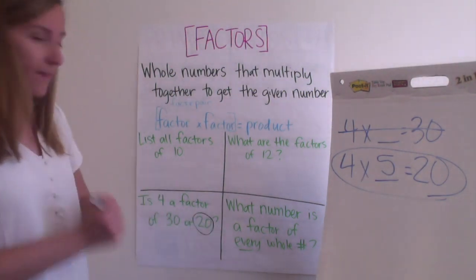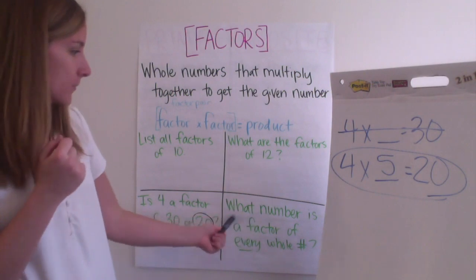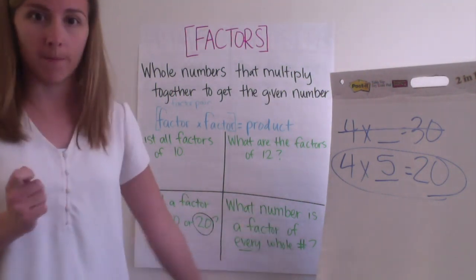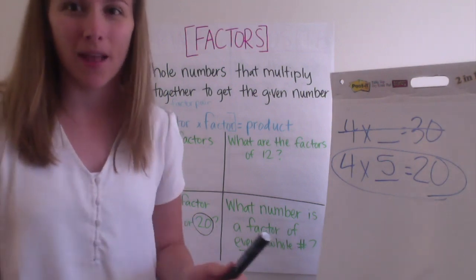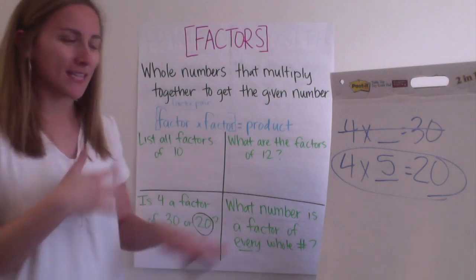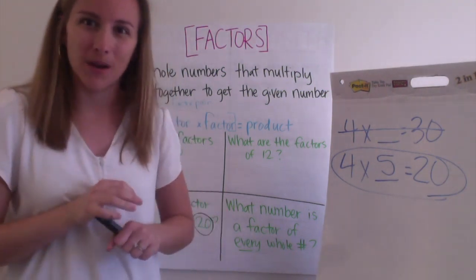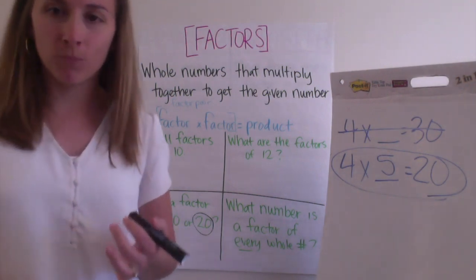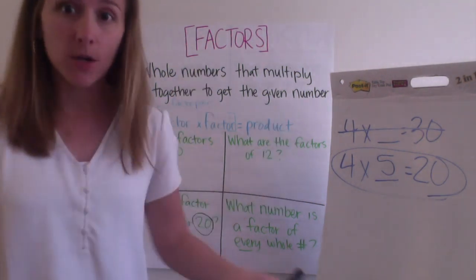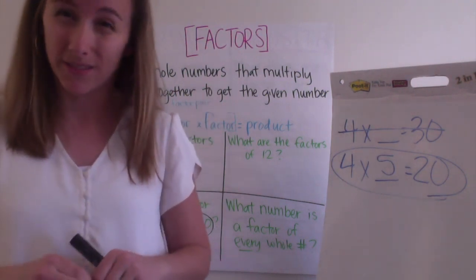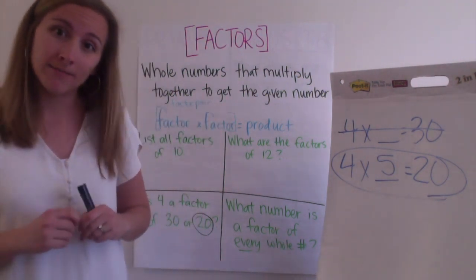Awesome. Last factor question here. So this says, what number is a factor of every whole number? So this is kind of why I love math. It's just crazy all the patterns and different things that you run into. But if you think about that, what number would be a factor of every single whole number out there? Every single one will always have what as a factor? Can you think about it?